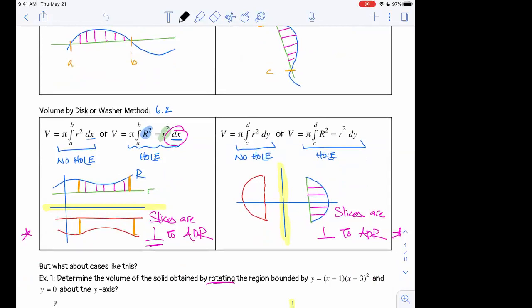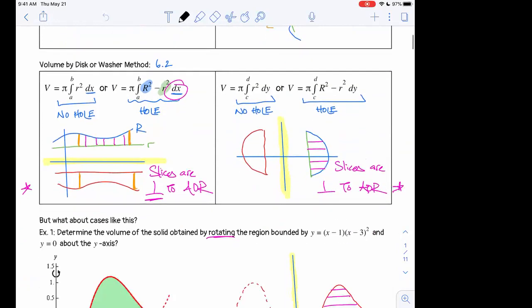And one big takeaway that we had from that is that if we choose to use disk and washer method, then we must draw slices that are perpendicular to our axis of revolution, okay? So we need to draw these slices that are perpendicular to our axis of revolution.